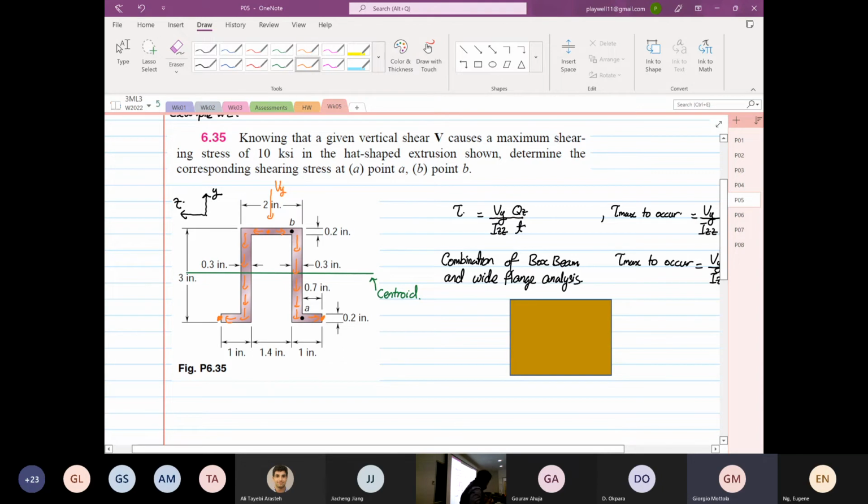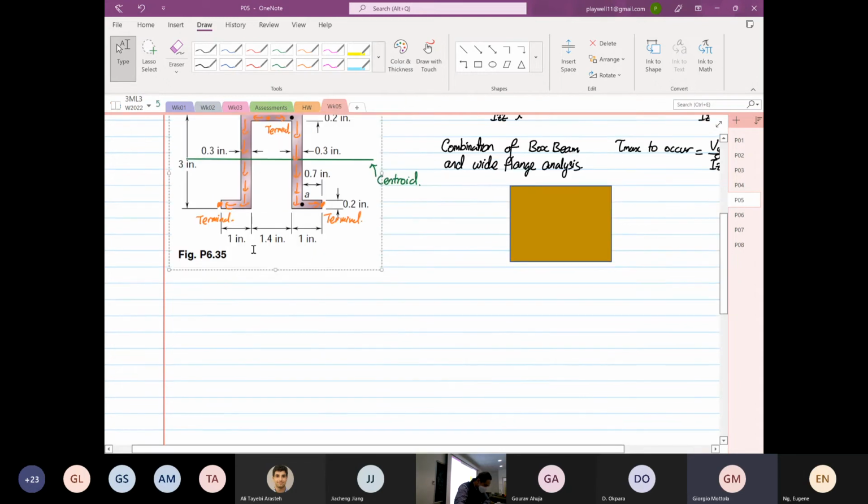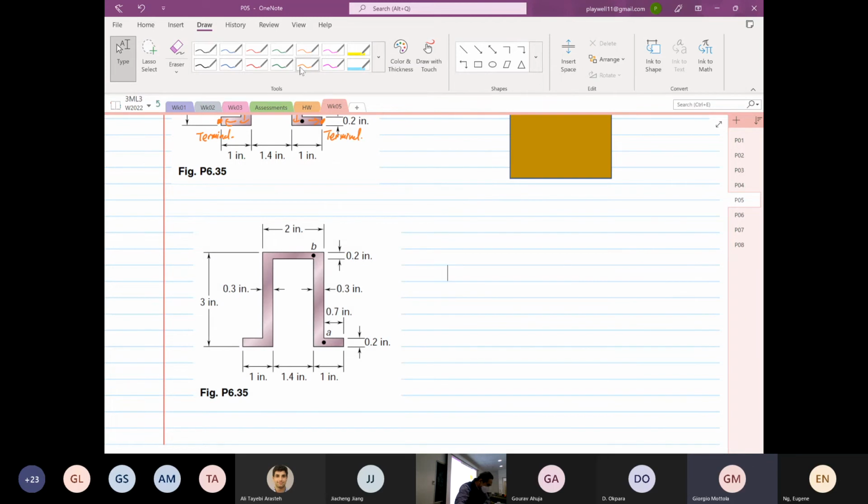So we started from one terminal, then we ended up with two separate terminals. So construct your shear flow first. And this structure is both a box beam and wide flange for this reason. So I'm going to call all this Q. So I'm going to copy again. I'm going to draw our centroid.